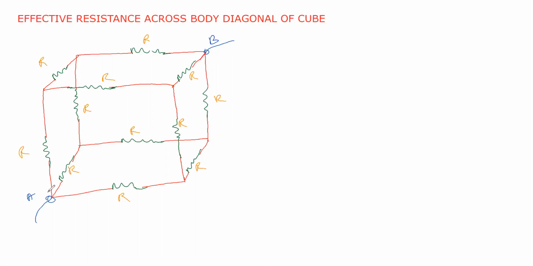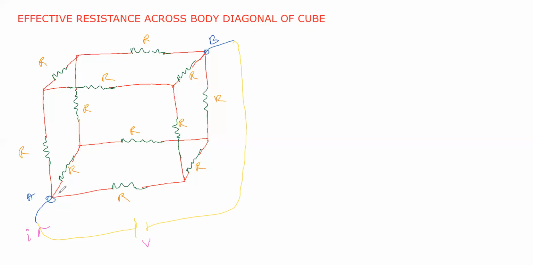To find this effective resistance across A and B, we first connect A and B. We assume that we are connecting A and B to the battery. Now current drawn from the battery we are assuming is I and the potential difference of the battery is V. This current I enters at A.